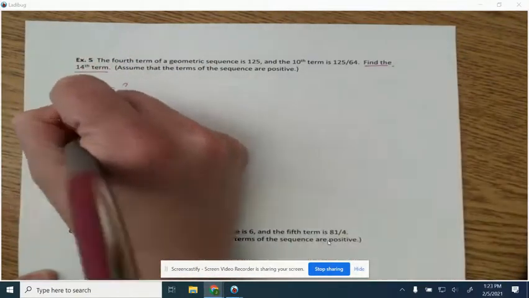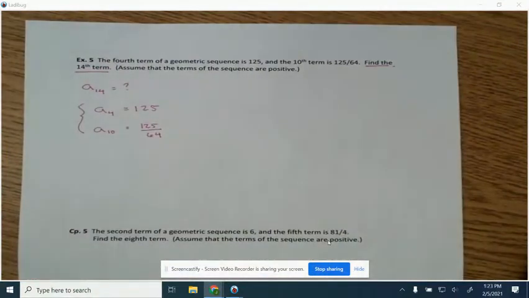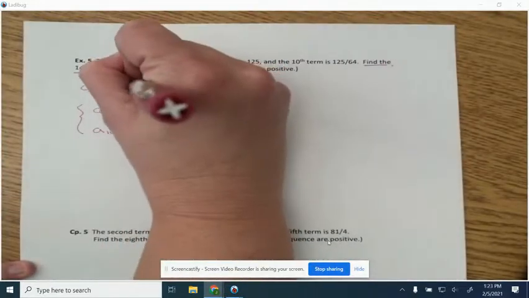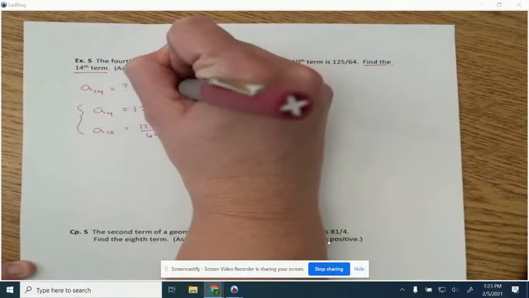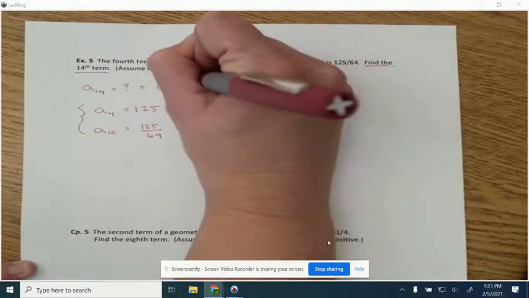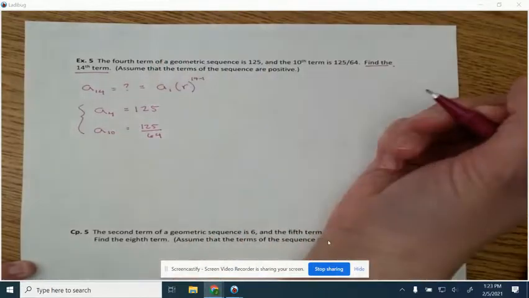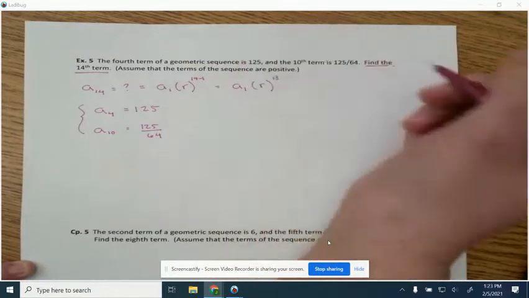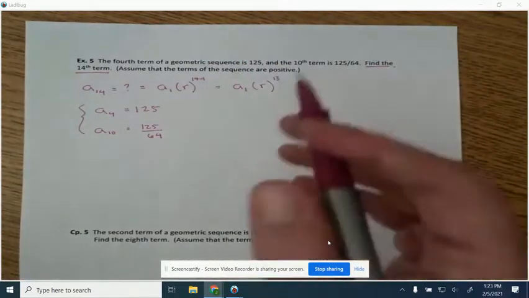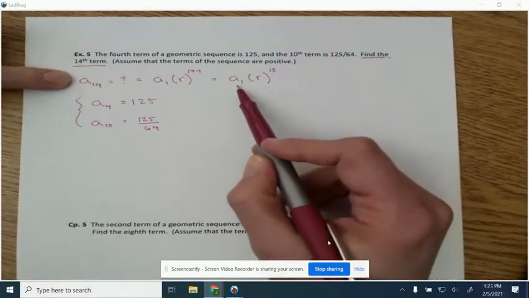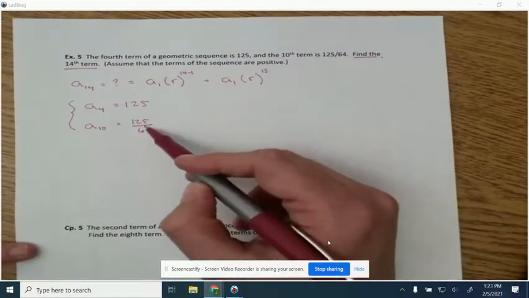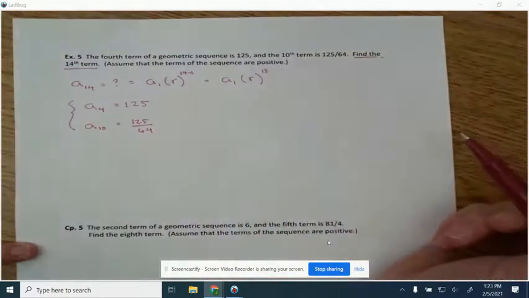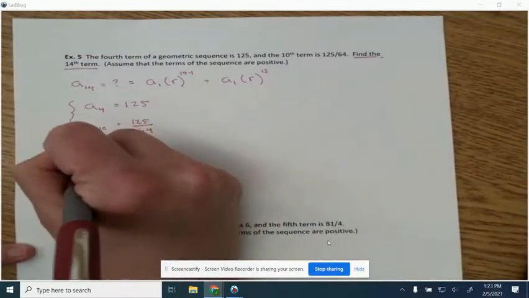I'm going to put a curly bracket there because those are the two things that I know. And to find the 14th term, the other thing I know is I need the first term, and I'm going to multiply it by the common ratio to the 14 minus 1. So this is going to be the first term times the common ratio raised to the 13th power. This is how I'm going to find that. In order to find this value, I need to know these two values. Well, I have two equations right here, and I need to write these two equations so that I can determine these two unknowns. So here we go.